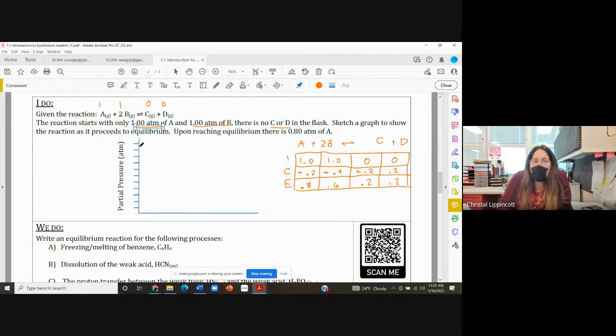So for A, let's see here, 1, 2, 3, 4, 5, 6, 7, 8, 9, 10. So this is my 1.0 here. This is my 0.8. That makes this 0.6. That would make this 0.2. Okay, so I got everything labeled that I need. For A, I'm going to do A in this color. It's going to go from 1, and then when we hit equilibrium, it's going to be here. And then it's going to steady off.